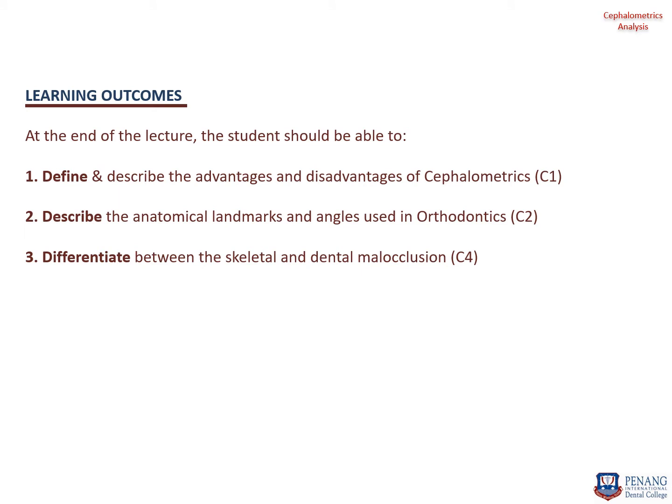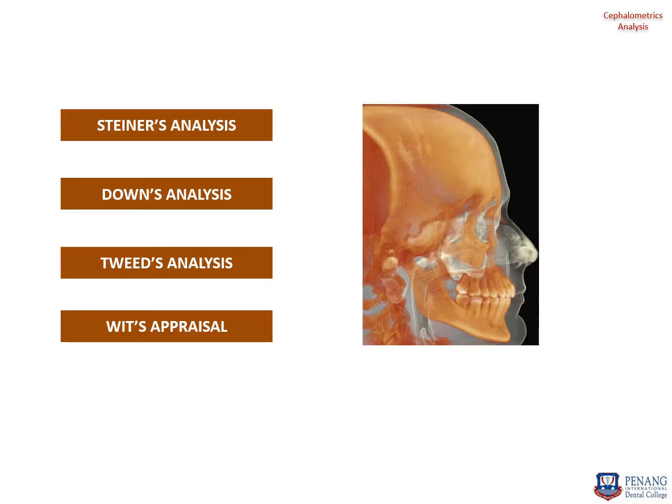For the learning outcomes of today's lecture, you should be able to define and describe the advantages and disadvantages of cephalometrics, describe the anatomical landmarks and angles used in orthodontics, and differentiate between the skeletal and dental malocclusion types. In today's lecture, we will be covering Steiner's analysis, Down's analysis, Tweed's analysis, and finally Wits appraisal. So we shall go into each of the details in the coming slides.